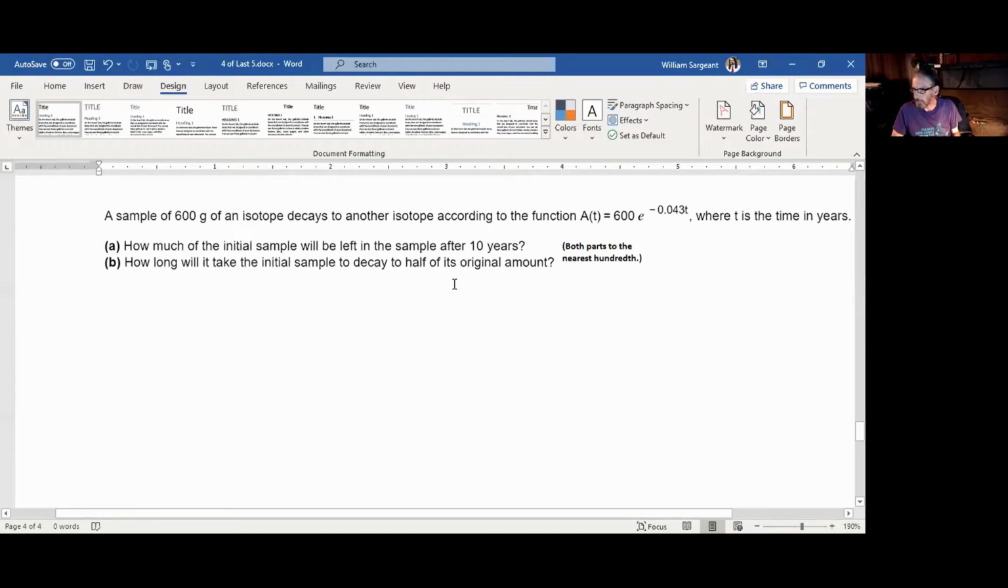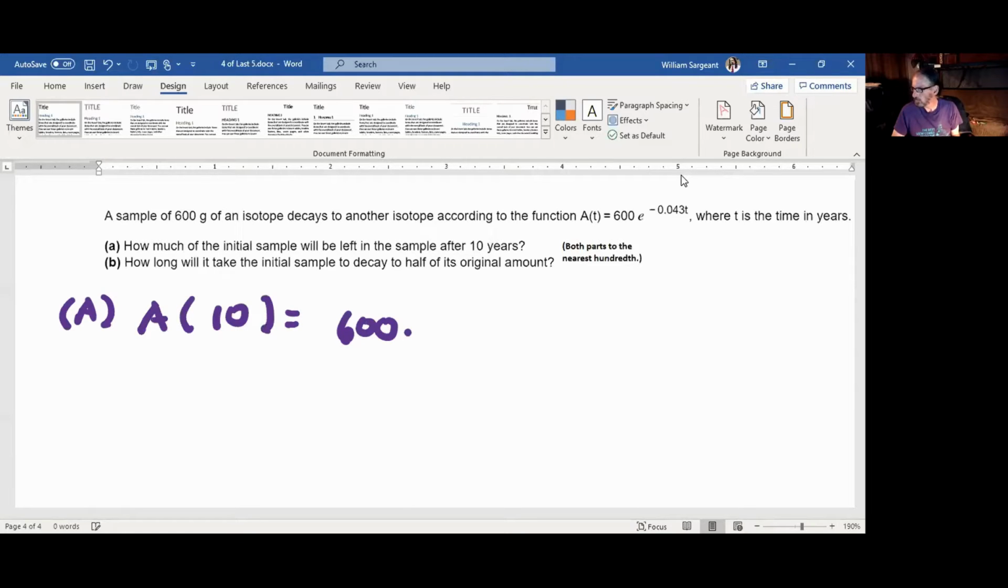So part A, a time of 10 years is being plugged in for T. You're just going to be calculating. You may have a calculator that lets you type this in all at once, but if you don't, exponents would be before multiplying by the 600, which means we'd have to figure out what that number is in the exponent.